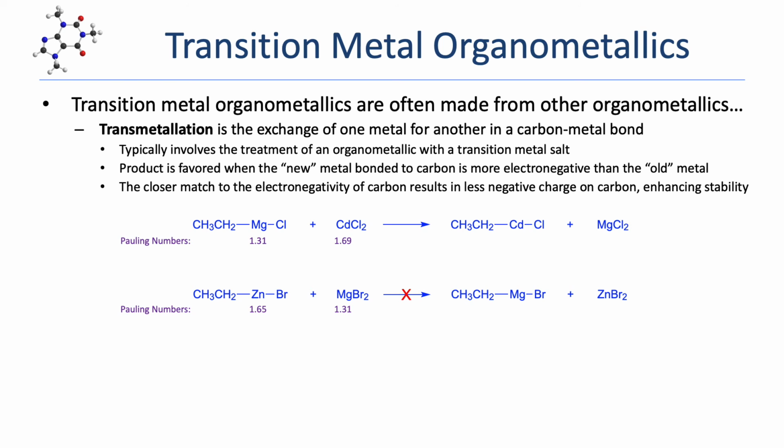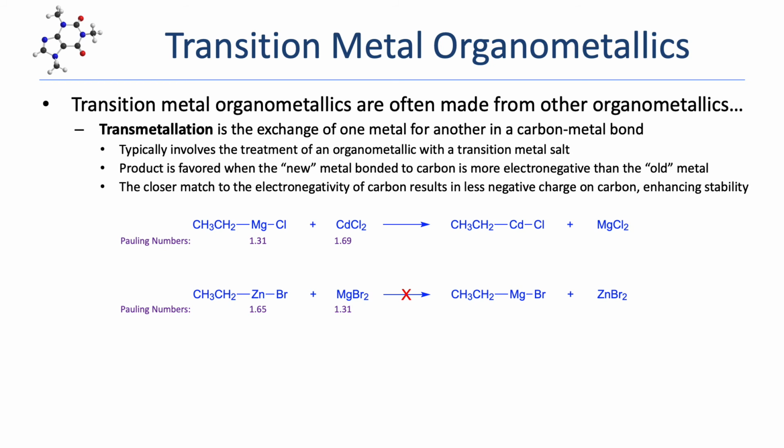This typically involves the treatment of an organometallic reagent with a transition metal salt. The reaction is reversible. The reverse of a transmetallation is simply a different transmetallation. Product will only be favored when the newly introduced metal is more electronegative than the metal already bonded to carbon. The more electronegative metal results in a closer match to the electronegativity of carbon. This places less electron density on the carbon, resulting in the formation of a more stable compound.